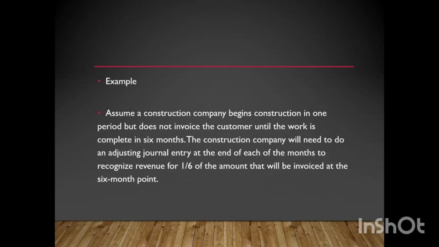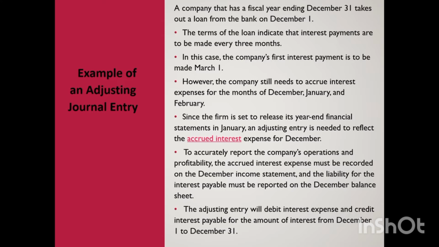So, an example. Assume a construction company begins construction in one period but does not invoice the customer until the work is complete in 6 months. The construction company will need to do an adjusting journal entry at the end of each of the months to recognize revenue for 1/6 of the amount that will be invoiced at the 6-month point. I hope this example helps you understand the journal entry. Otherwise, I have another example for you.